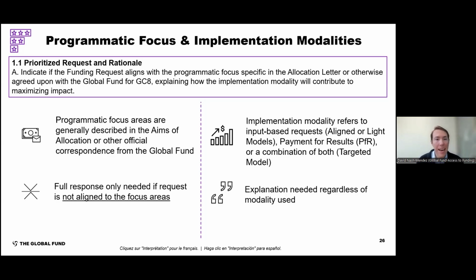Now, the second half asks about the implementation modalities. These align with the management models, which Lindsay just mentioned. Input-based requests are used by aligned or light models. Payment for results can be used as a model, and a combination of both input-based and payment for results is used by countries using a targeted model. And regardless of which implementation modality is used, applicants should explain why the modality makes the most sense for that program. Let's go to the next slide.